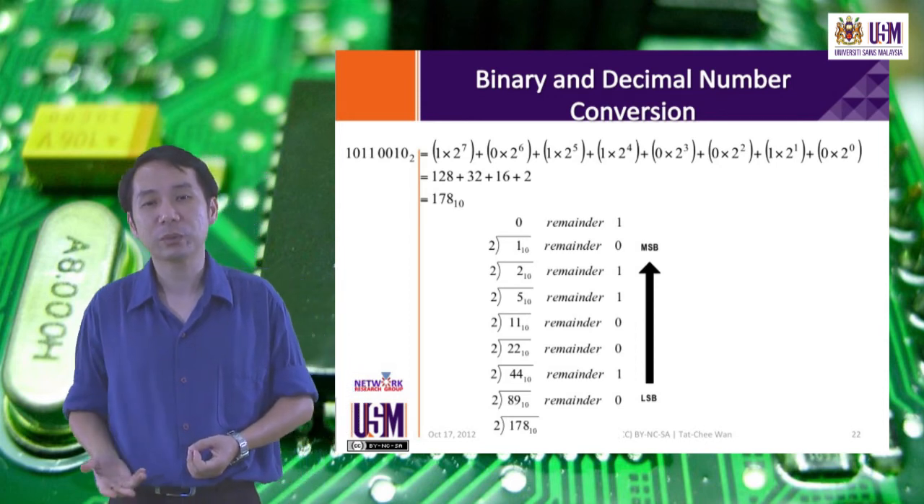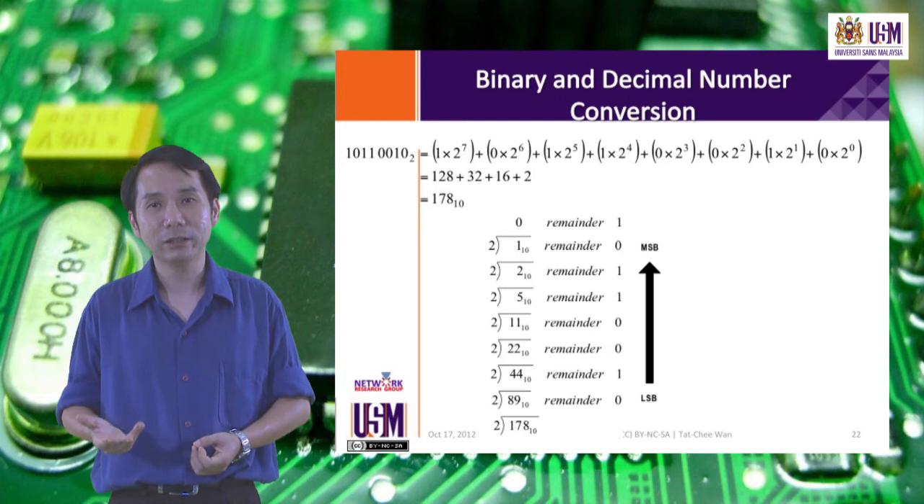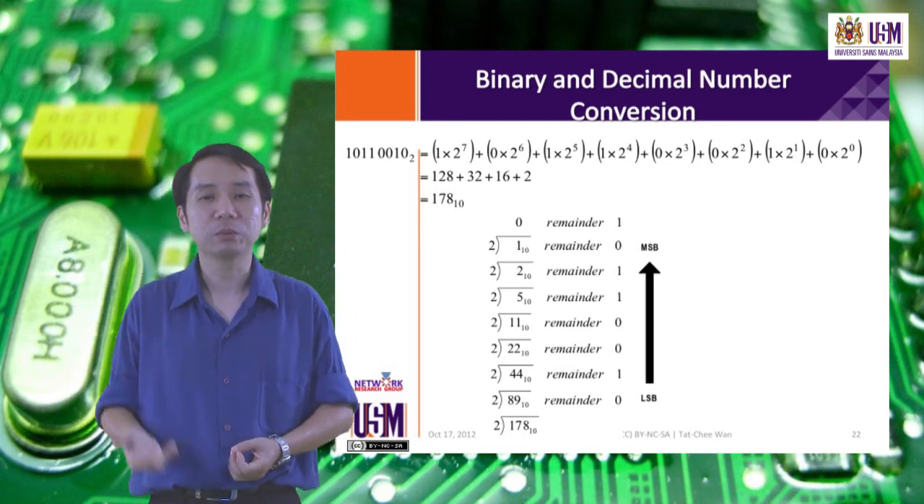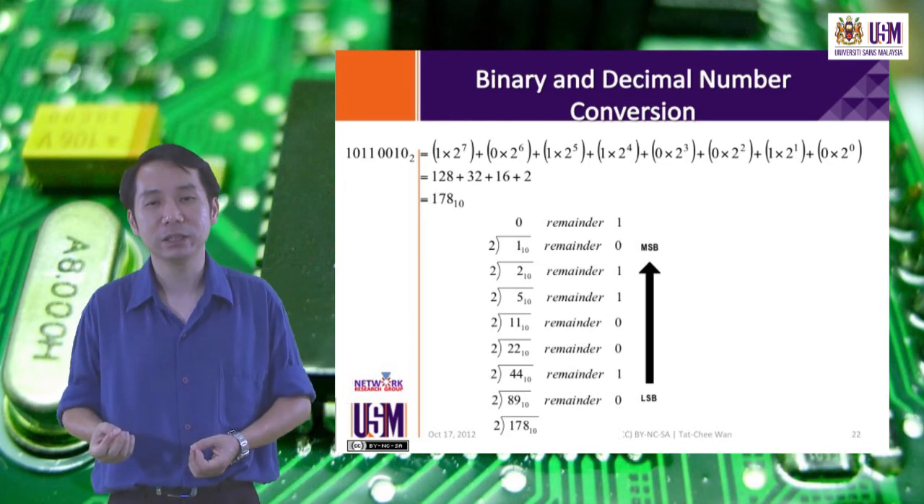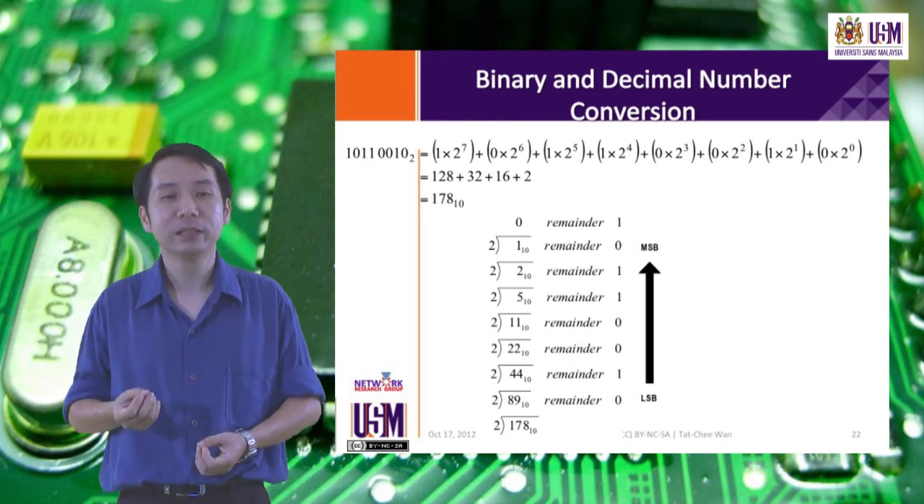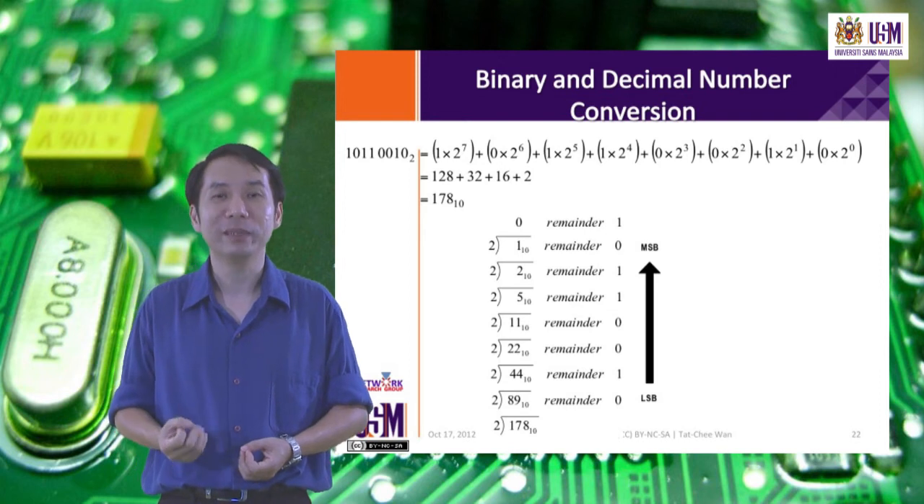Now when it's written this way, we take the value of the binary number from top to bottom as most significant bit to the least significant bit. So the number here is 10110010 in base 2.